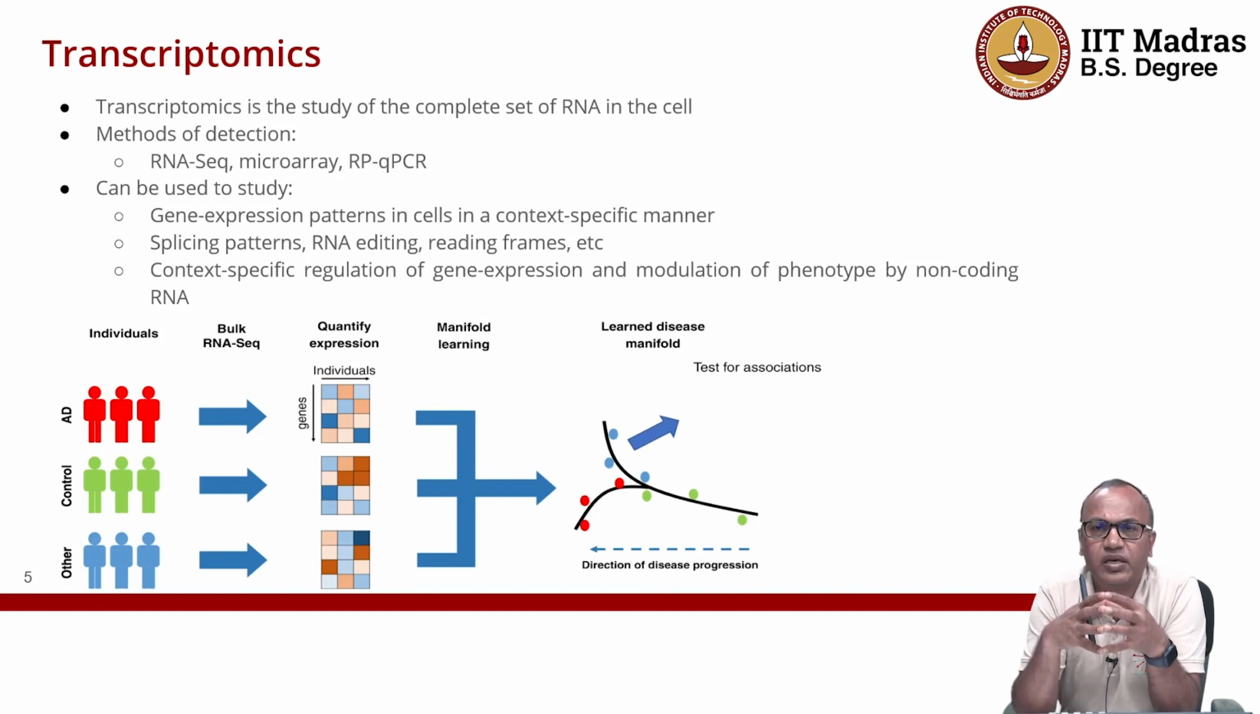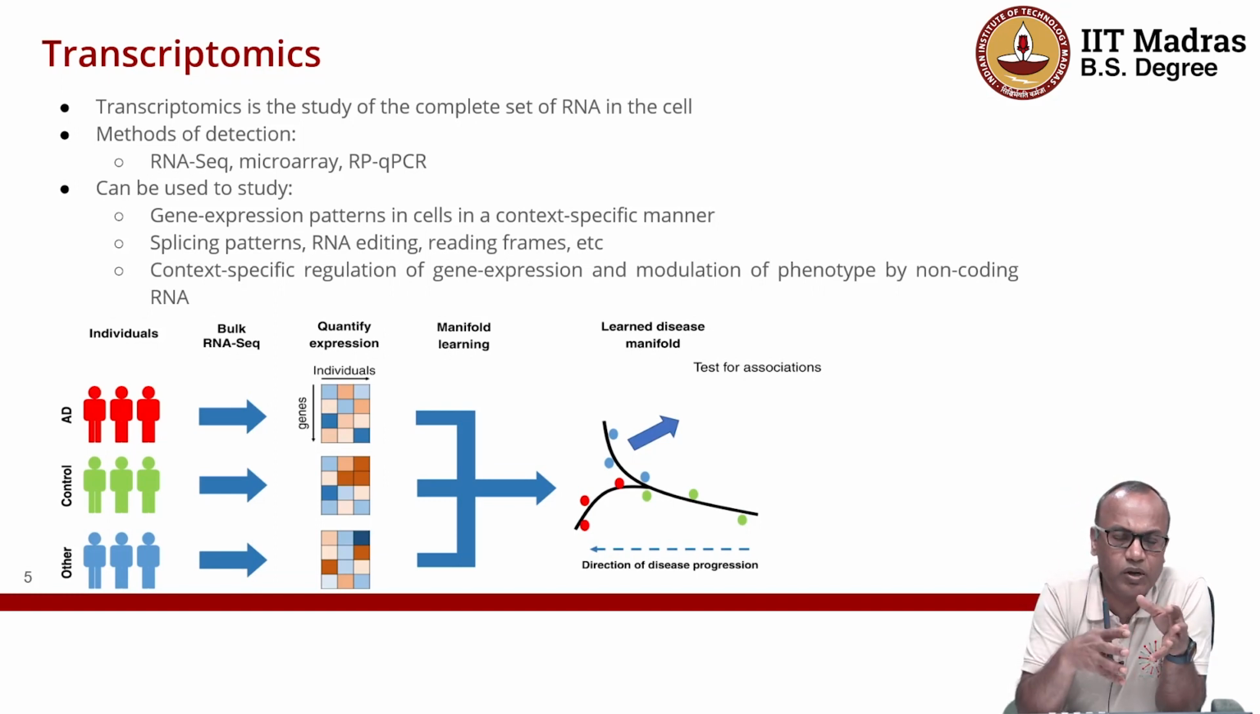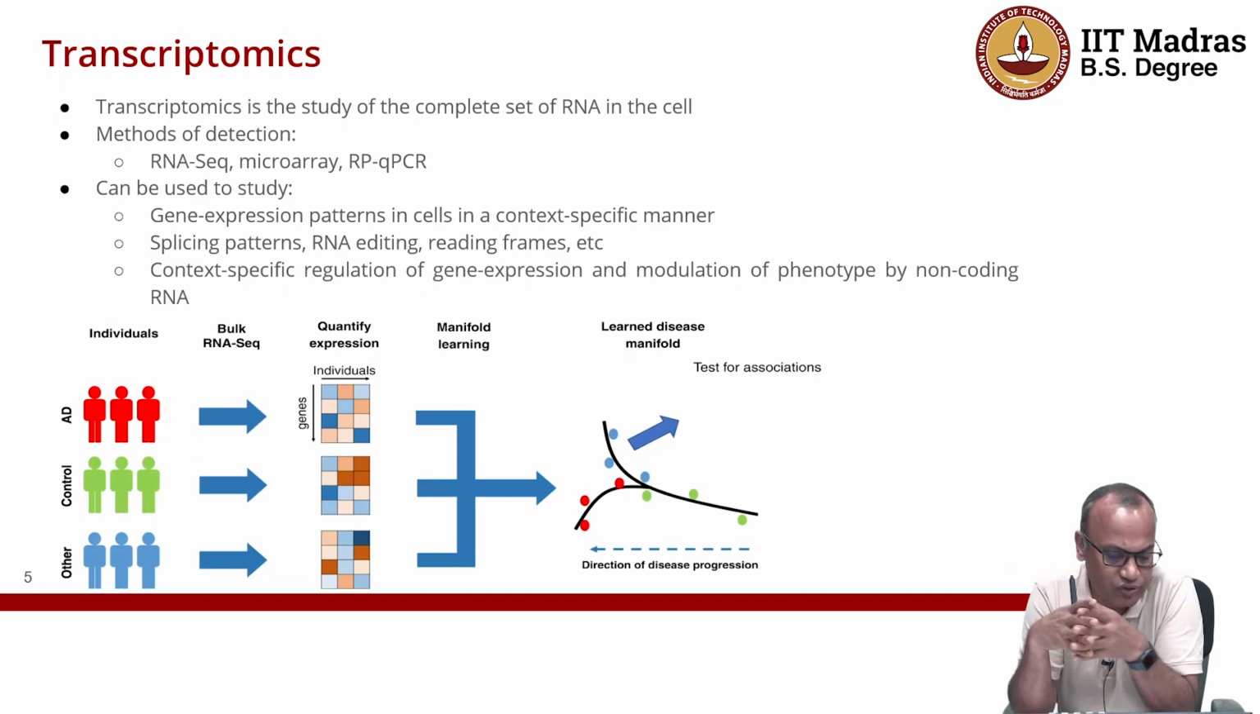So you cannot take the transcriptome of a skin cell and determine what the transcriptome of a liver cell will be, whereas the genome of a skin cell will be identical to the genome of a liver cell in a given individual.